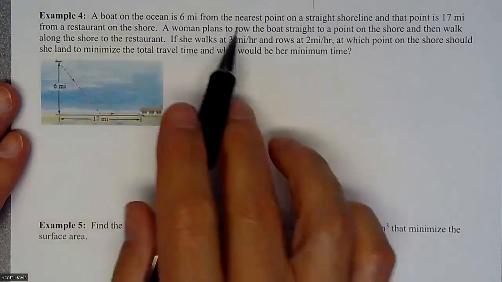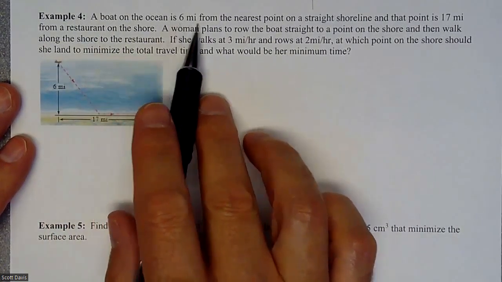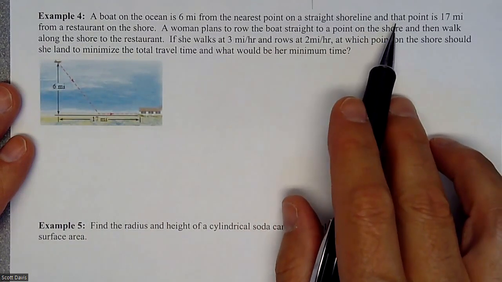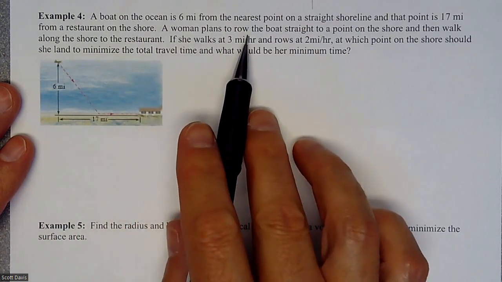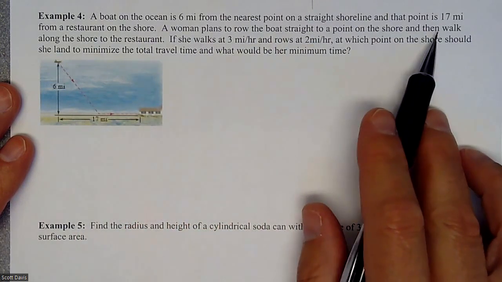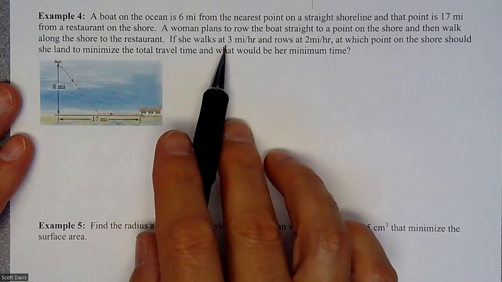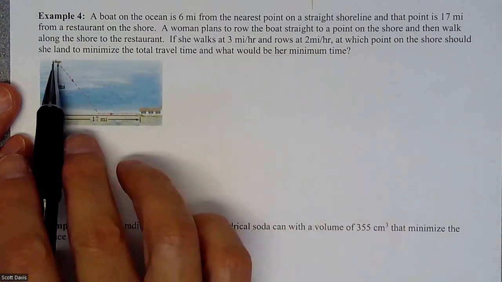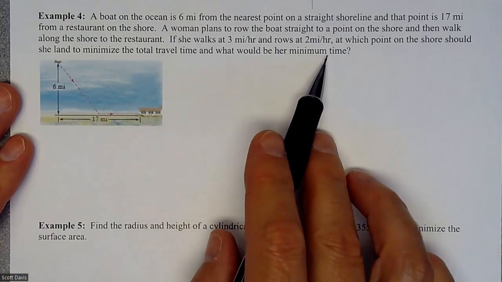In this optimization problem, we have a boat on an ocean that's 6 miles from the nearest point on a straight shoreline. And that point is 17 miles from a restaurant on the shore. A woman plans to row the boat straight to a point on the shore and then walk along the shore to the restaurant. If she walks 3 miles per hour and rows 2 miles per hour, at which point on the shore should she land to minimize the total travel time, and what would be her minimum time?